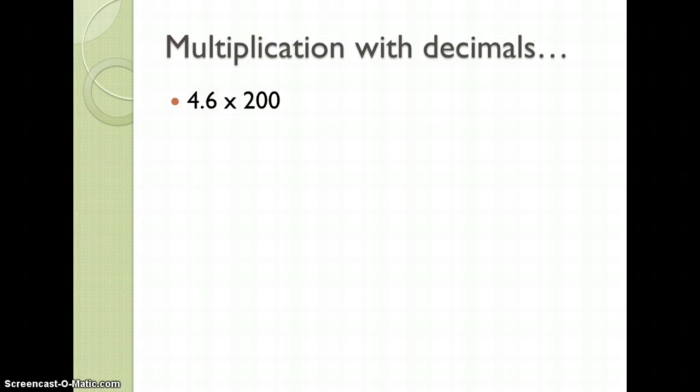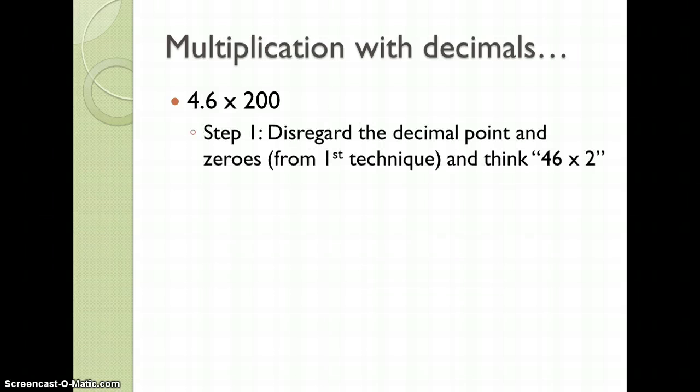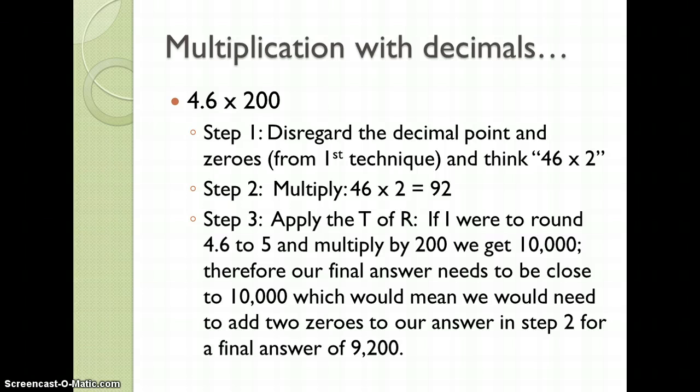We have 4.6 times 200. We're going to disregard the decimal point and the zeros, just like the first technique we just learned, and think 46 times 2. And 46 times 2 is 92. And applying the test of reasonableness, if I were to round 4.6 to 5 and multiply by 200, we get 1,000. Therefore, our final answer needs to be about 1,000, which we would need to add 2 zeros to our answer in step 2 for a final answer of 9,200.